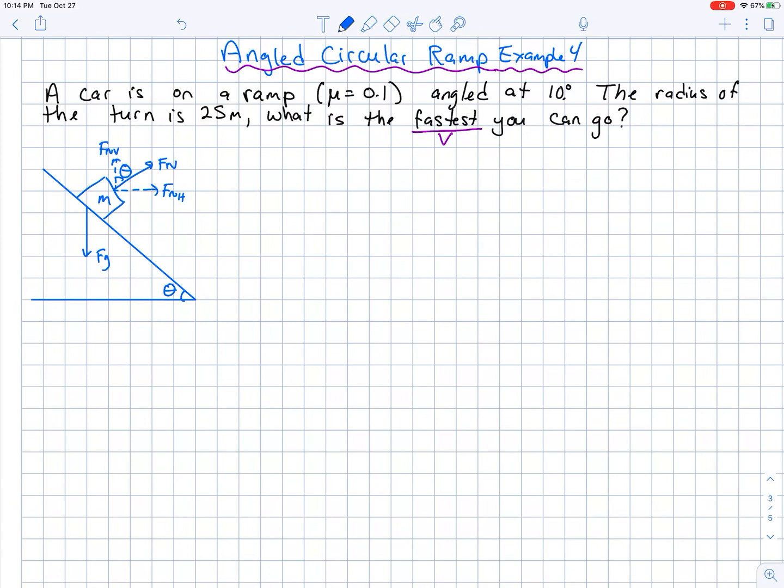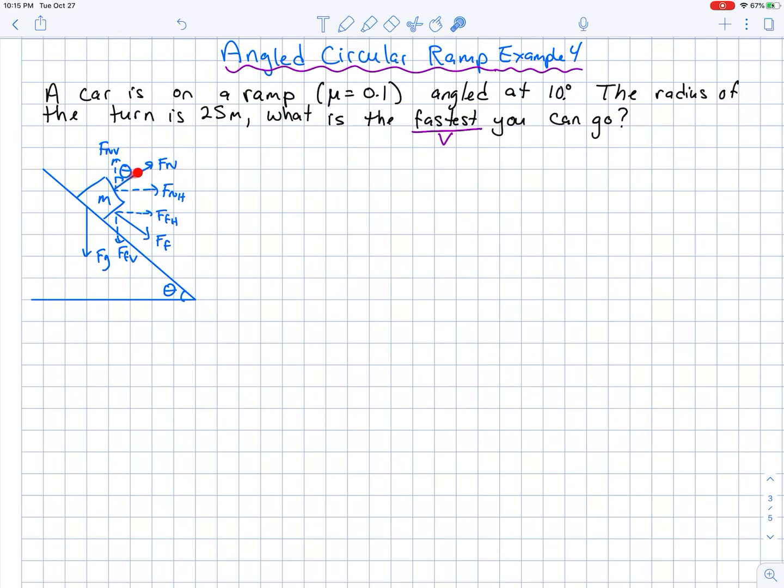And now friction. We want the fastest we can go. So in the introduction, we looked at what happens as we approach infinity for speed or velocity. And we said, well, the car or object is going to climb that ramp. So in this case here, if the object were to start climbing, friction would go in the opposite direction. So friction would go down right here. So we have that going down the ramp. We'll draw in our components. So we've got frictional force, we've got the horizontal component, and then we have the vertical component.